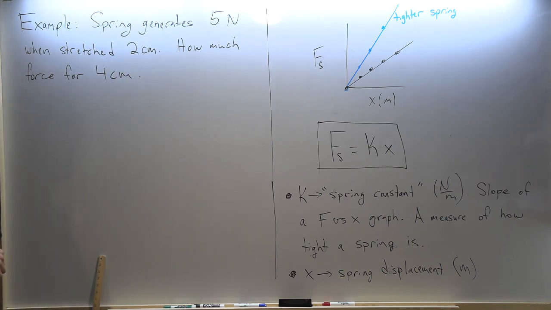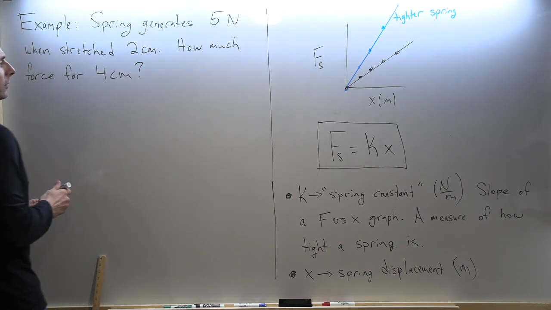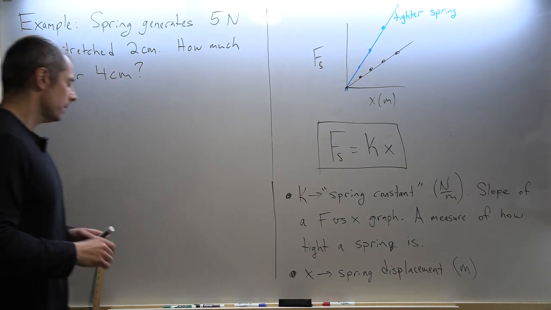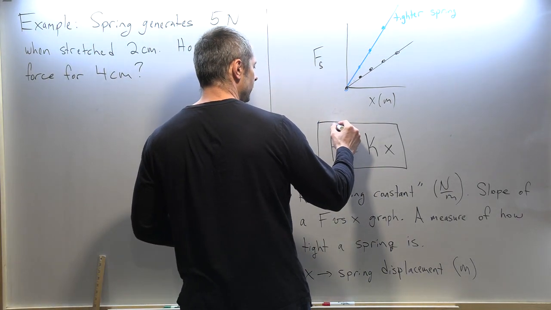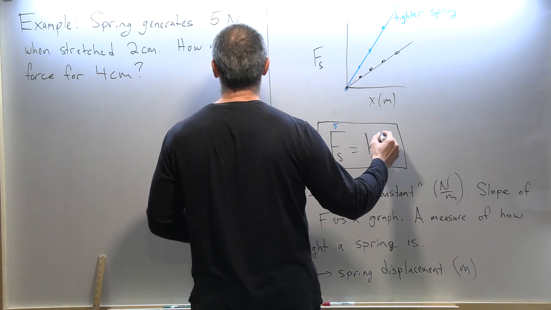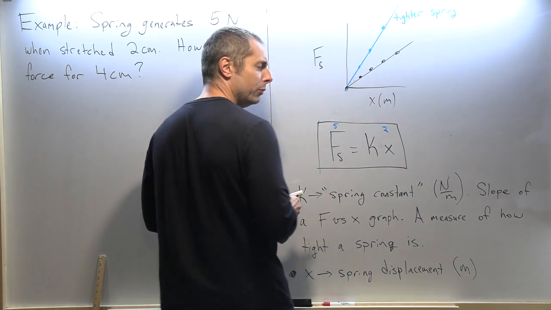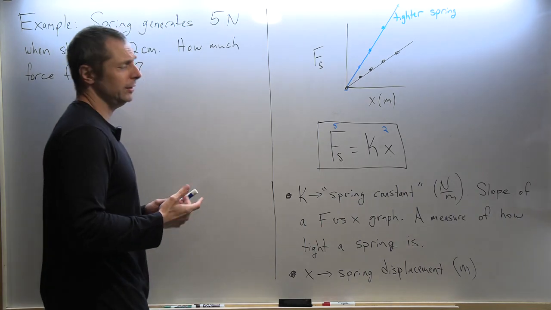Okay, so there's the question. A spring generates 5 newtons when stretched 2 centimeters. How much force for 4 centimeters? Okay, so if you look here, we go back to the equation. We have 5 newtons for 2 centimeters, or 0.02 meters. You could convert, but it doesn't matter.